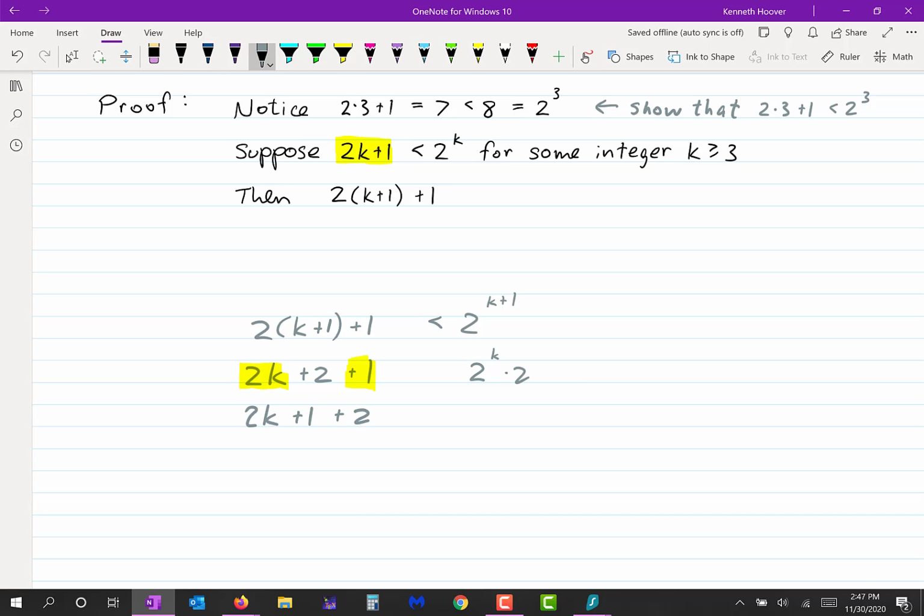So let me reorder that. So it says 2k plus 1 plus 2, because I know that this is less than 2 to the power k. That's my inductive hypothesis. And look, by the way, right here, there's 2 to the power k times 2. Okay, so this will be less than 2 to the k plus 2.